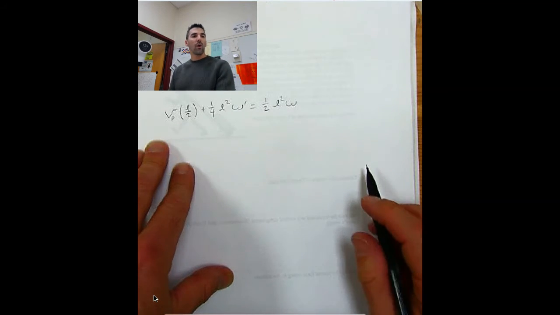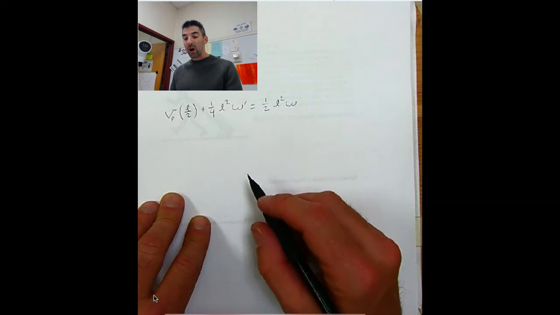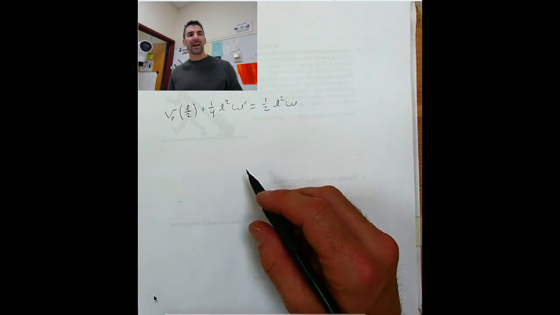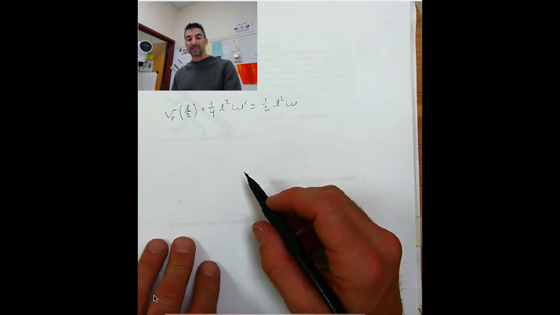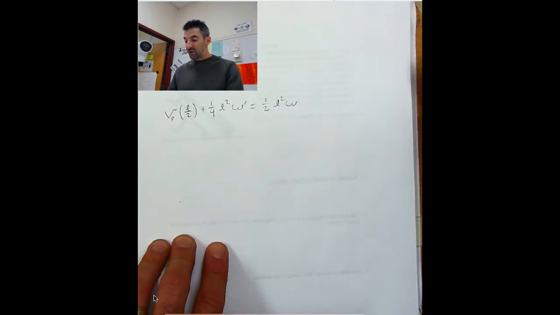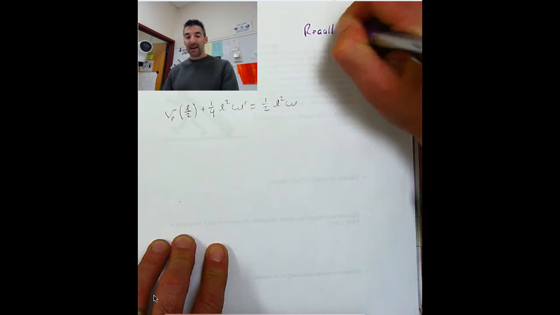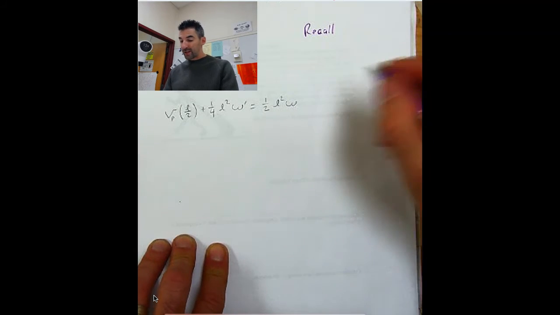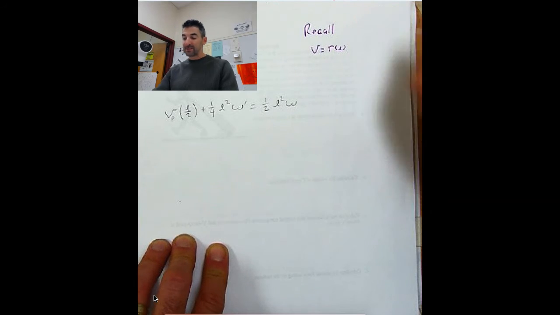All right, so what can I figure out about omega prime? Well, if you recall, how do I get from omegas, angular velocities, to linear velocities, translational velocities? This is important, I'm going to write it up here in purple. I told you to memorize three different equations, and one of them was v equals r times omega.